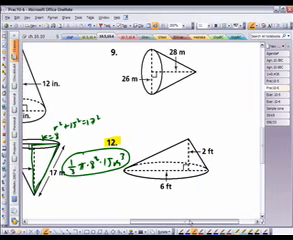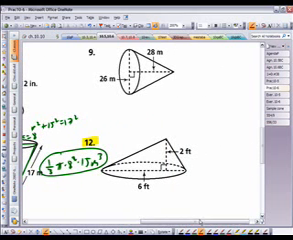And then over here we have an oblique cone, but no problem because we have the height. It's 1/3. The radius is half the diameter, so that's 3. So 1/3 pi times 3 squared times a height of 2, and that'll be in feet cubed.